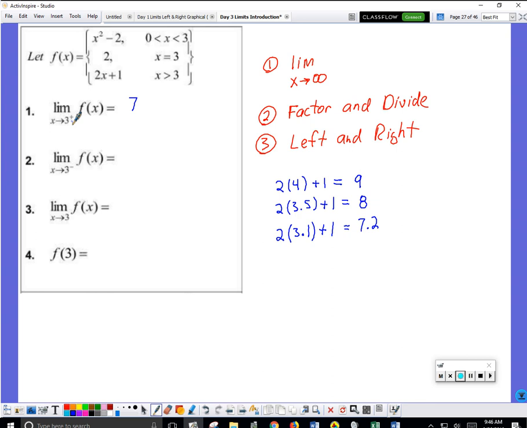Finish this real quick. I'm going to walk the room. Stop me if you want to talk about any of it. Do 2, 3, and 4. Go. Feel free to talk to each other. Feel free to stop me about anything.